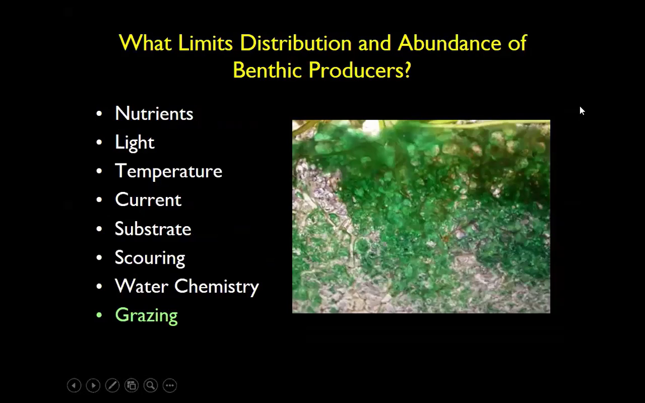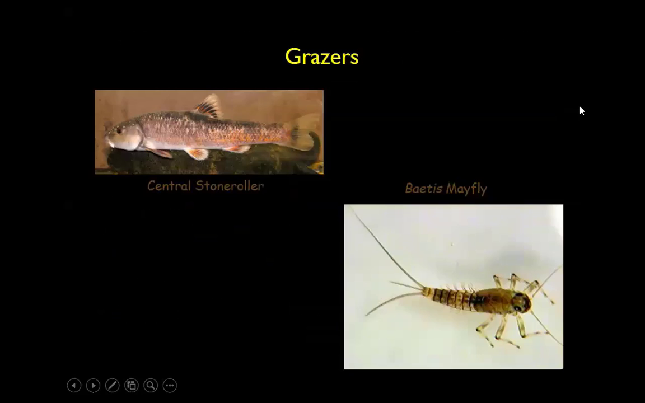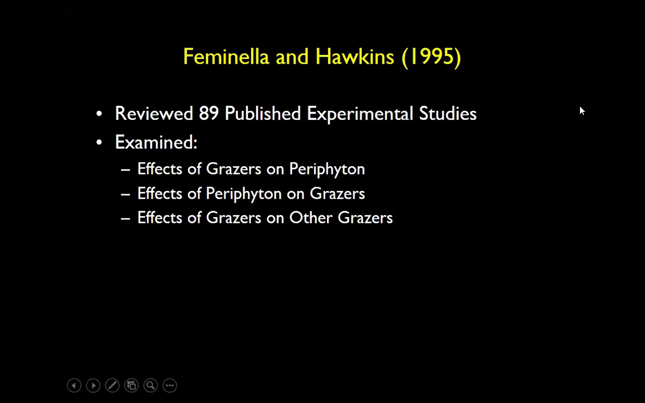All right, so we've talked a little bit about grazing already. And I wanted to share this, I thought it was a cool study. So central stoneroller, which you all know well, a grazer. But the funny thing is, it's competing for algae with something like an order of magnitude smaller, these little mayfly larvae. So we've got all different kinds of grazers, right? From vertebrates to invertebrates. That's all we have, vertebrates, invertebrates.